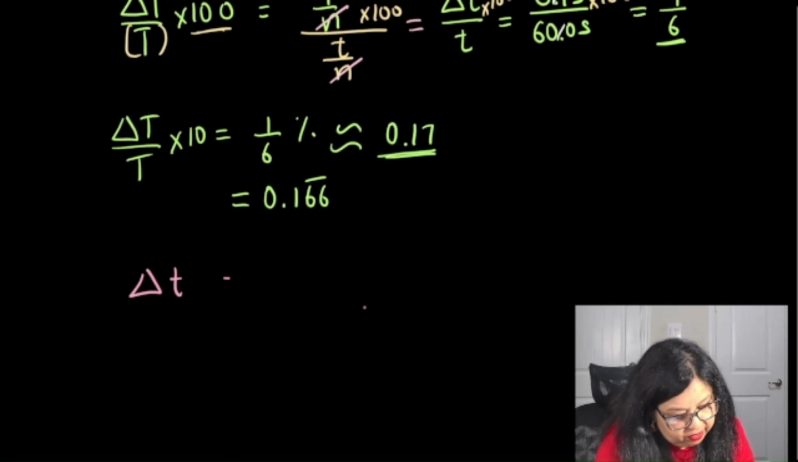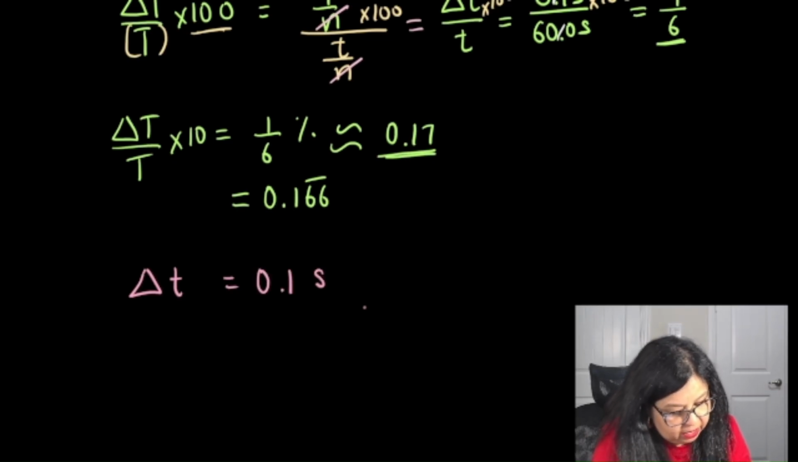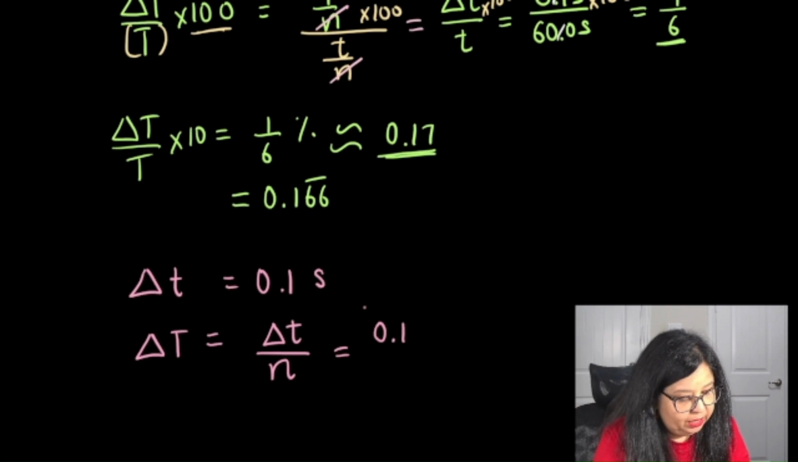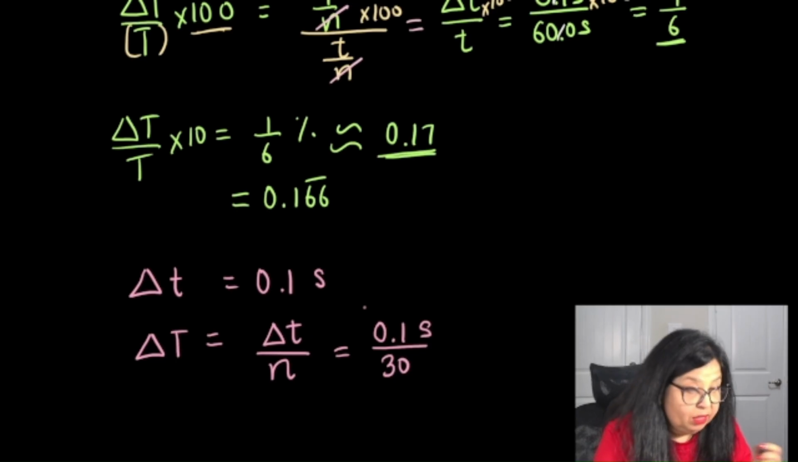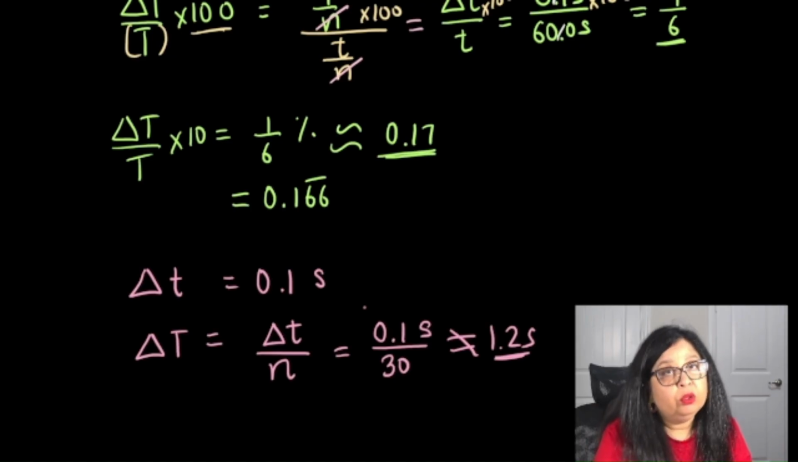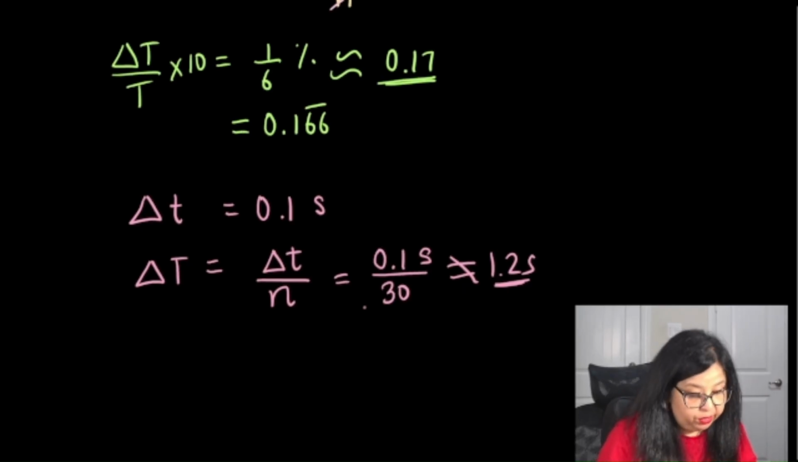So delta t we said is equal to 0.1 seconds. And we also showed that delta uppercase T is equal to delta lowercase t divided by N. So delta T is 0.1 seconds divided by 30. Is this equal to 1.2 seconds? No way. This is not equal to 1.2 seconds. Do I need to even calculate this? No. Can I? Sure I can, and I'll show you how I would do it if I did not have a calculator.